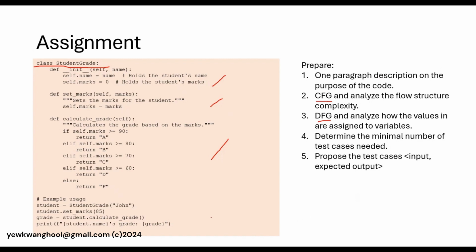So, what should we do about this? How do we come up with a control flow graph? How do we come up with a data flow graph? So I throw this challenge to you. And then after that, you determine the minimum number of test cases needed, and then propose the test case inputs and expected outputs.